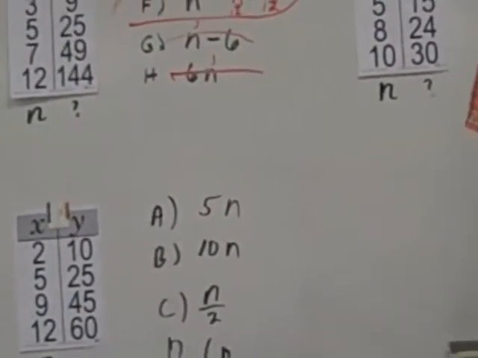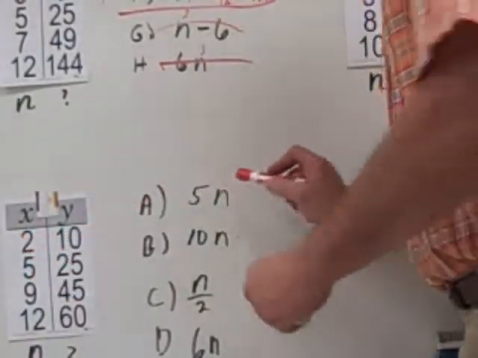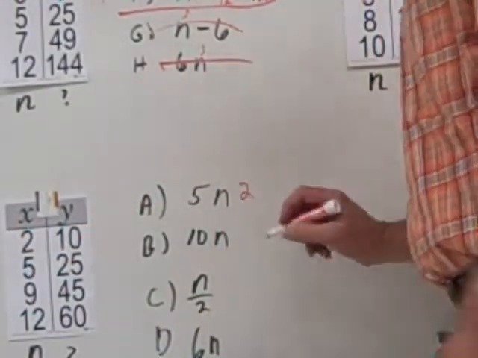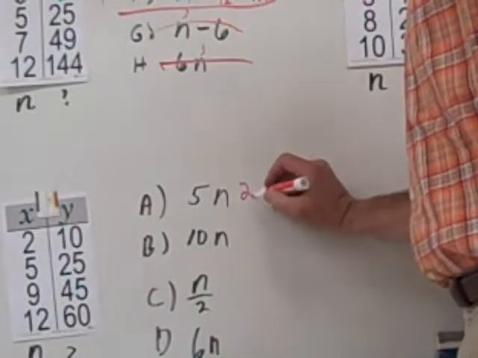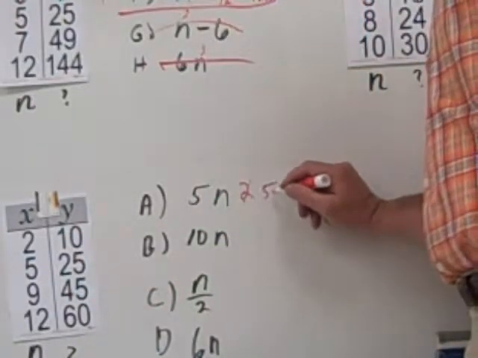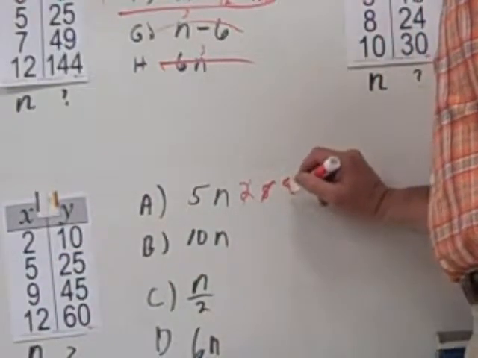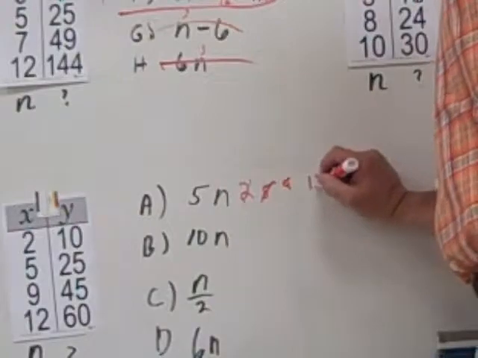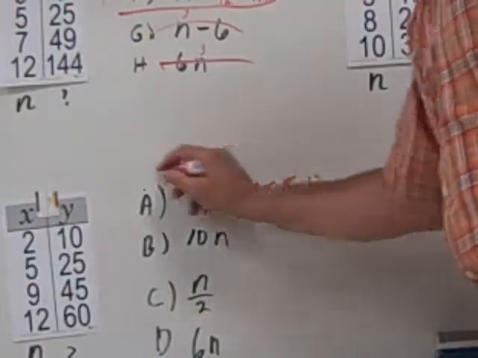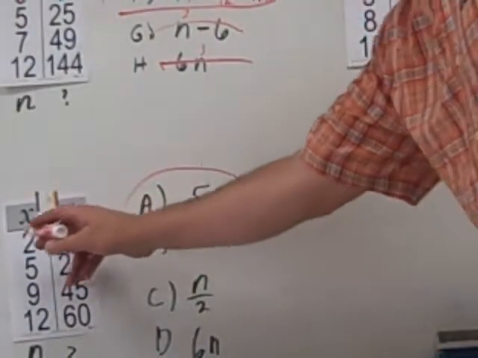Good. We got to do what? Times 5. Plug who in it? The first number in the first column. Take the 2, plug it in for the n. 5 times 2. Ooh, I like it. Put the next number in. 5 times 5. 5 times 9. I'm liking A. What about y'all? But we got to try the others just to make sure.